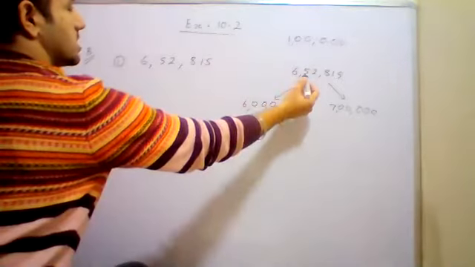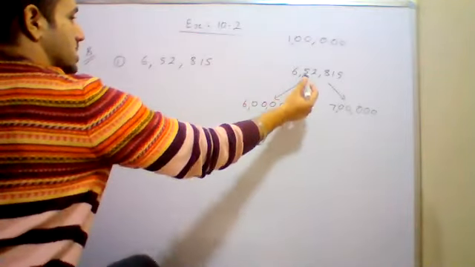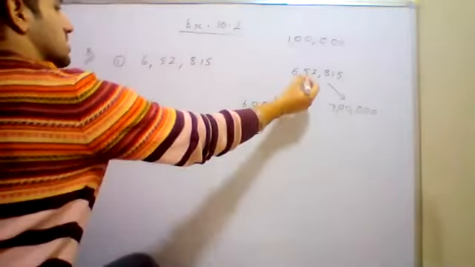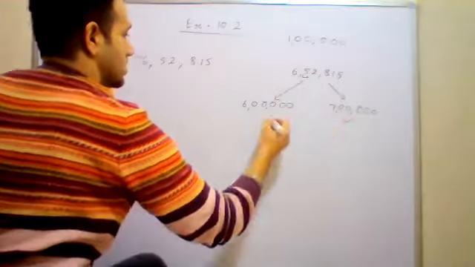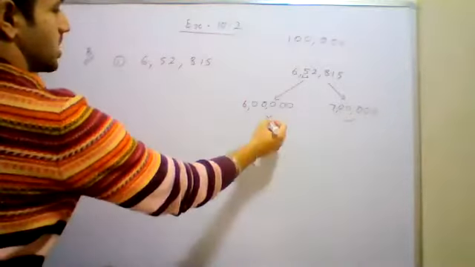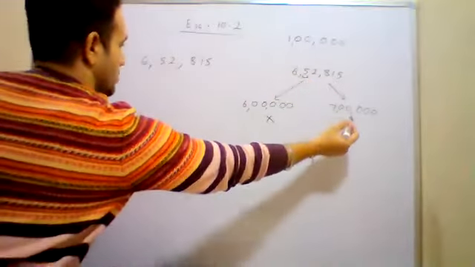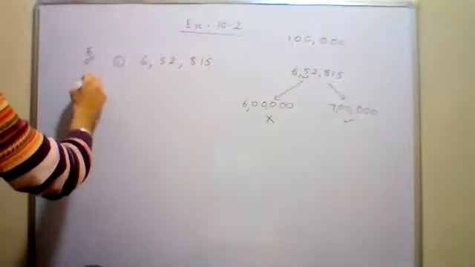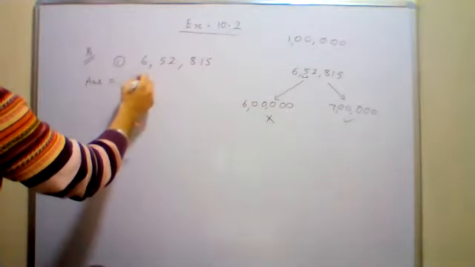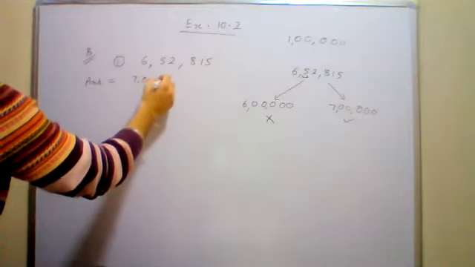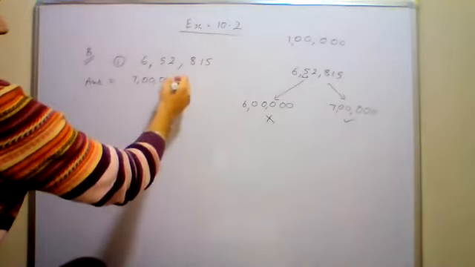So you have to look at the digit which is at the 10,000 place. What digit is at the 10,000 place? 5. 5 is equal to 5. So whenever the digit is 5 or greater than 5, we move on to the next number, not the previous one. So the answer is 7 lakh. Clear? All of you understood how to do it?